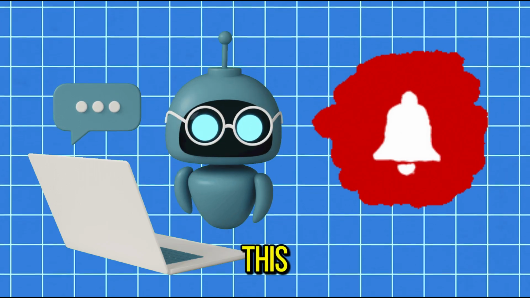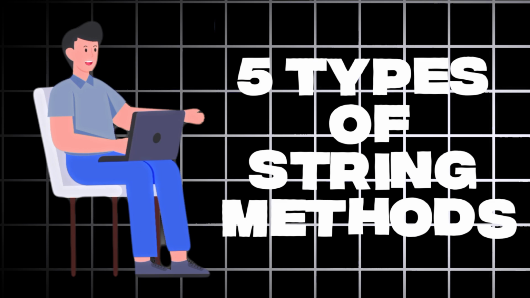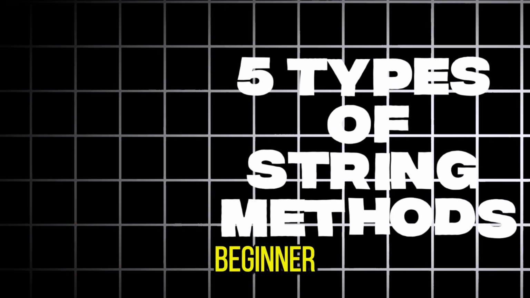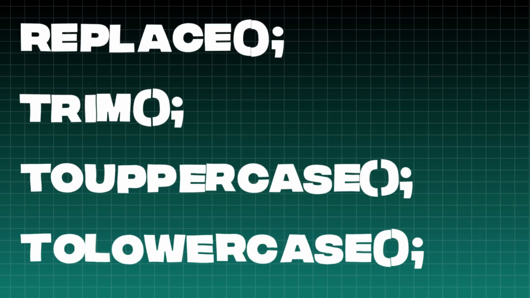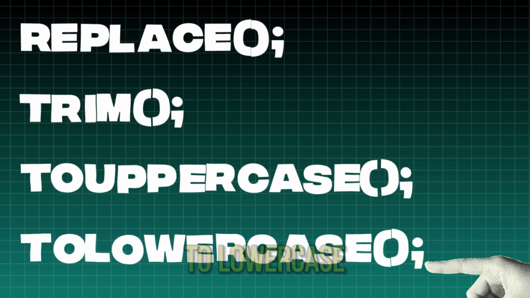In this video, we're going to talk about 5 types of string methods that I have learned as a beginner. String manipulation. In this category, we have replace, trim, toUpperCase, and toLowerCase.